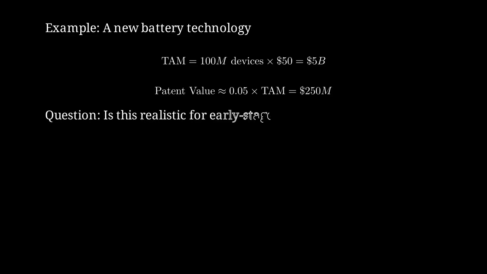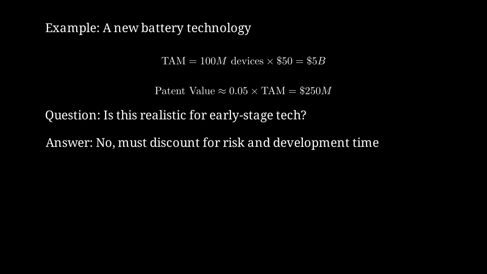Now here's a critical question. Is this valuation realistic for early-stage technology? The answer is no. You must heavily discount this for technical risk, market risk, and the time value of money. The risk-adjusted value equals future value divided by (1 + discount rate) to the power of time, multiplied by probability of success. There are several distinct pathways you can take to commercialize your invention.